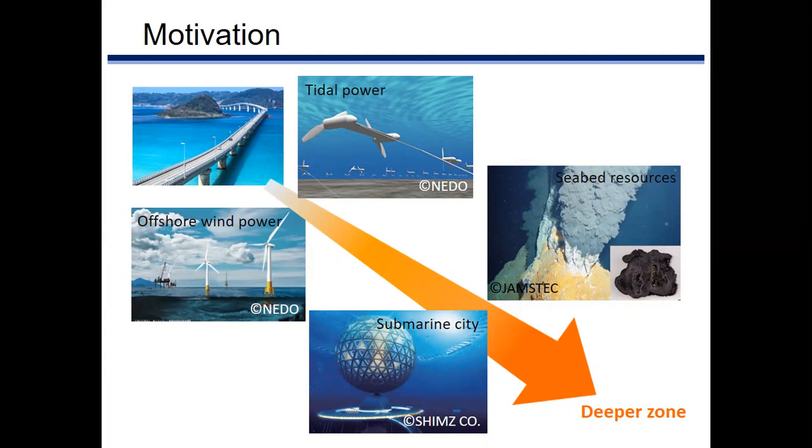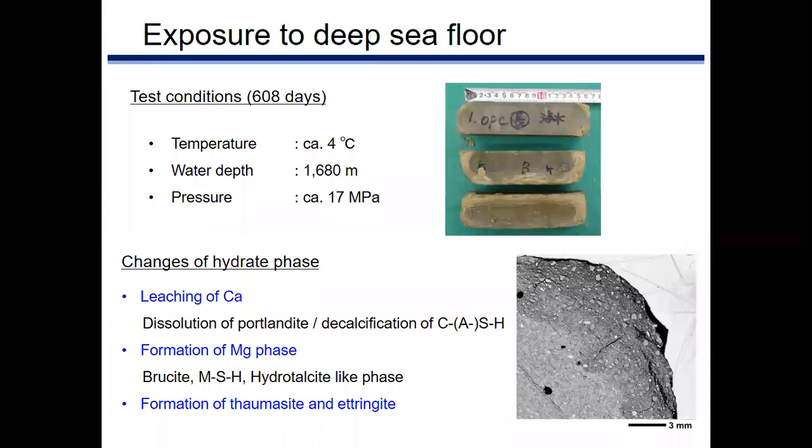For example, how cement react under deep sea. So we have already investigated the durability of cement materials under deep sea conditions. Mortars using Portland cement as a binder were exposed under deep sea conditions like temperature about 4 degrees, water depth 1,680 meter, pressure about 70 megapascal. After 608 days, the specimens were salvaged.